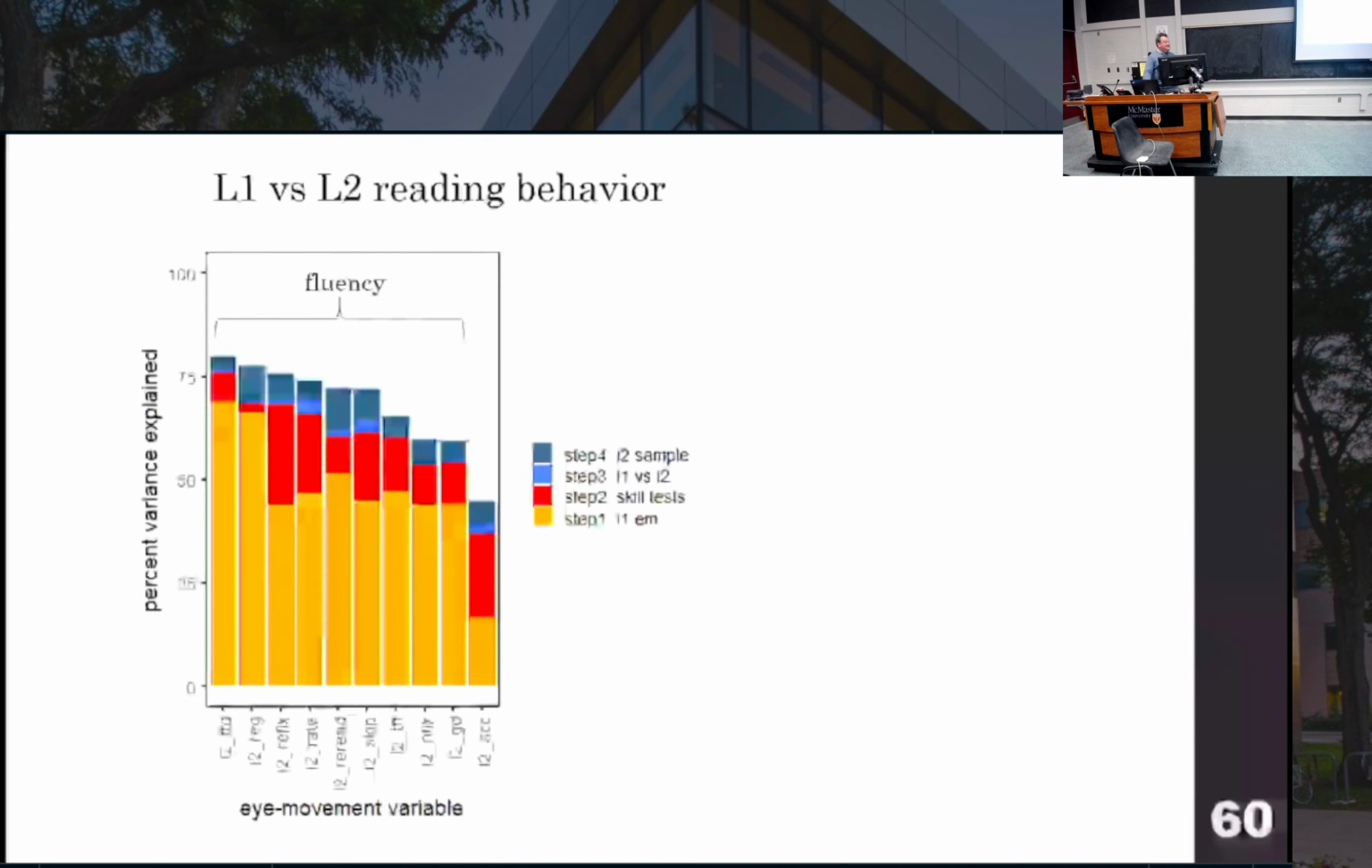I won't spend too much time on this, but every bar here is an eye movement measure. The height of the bar corresponds to the percent of variance explained in the L2 measure by the respective L1 measure. All the fluency and eye movement measures are right here. First of all, we're explaining quite a bit of variance in all of these. And in each bar, what comes from our first language, L1, is the orange part. You can see that this accounts for most of the variance.